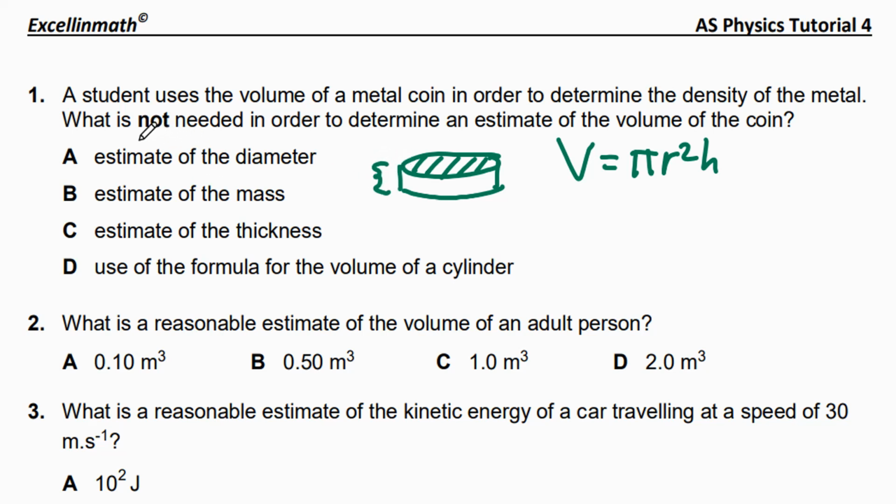So let's see what we don't need. Do we need an estimate of the diameter? Yes, we do, in order to get the radius. Do we need an estimate of the mass? There's no mass in this equation. So the answer is actually B. We know we need an estimate of the thickness because that will give us the height. And we are also using the formula for the volume of a cylinder.